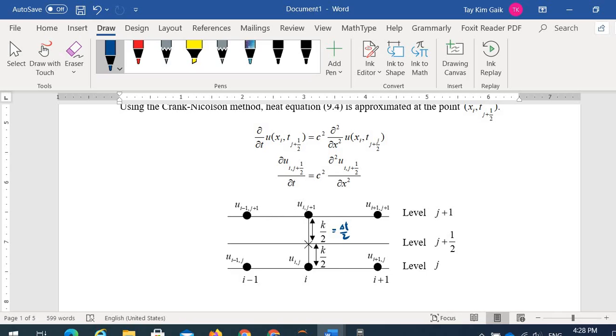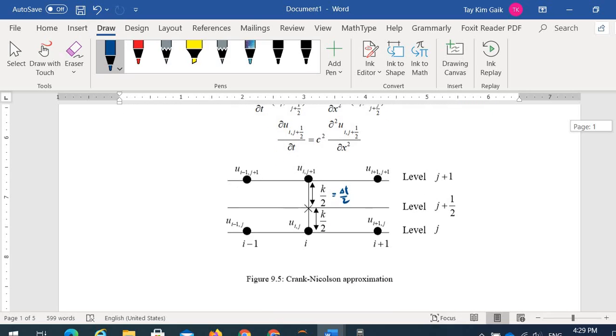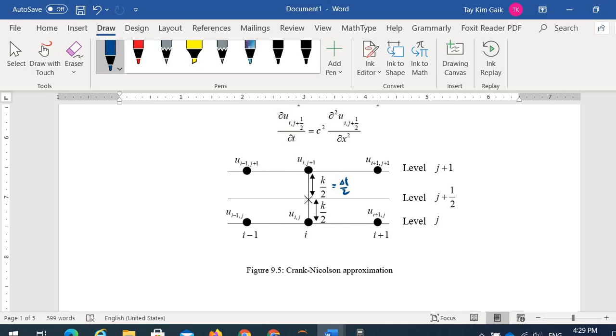Now we are going to use the first derivative, ∂U/∂t, and on the right-hand side ∂²U/∂x², which is the second derivative. The first derivative is approximated differently compared to the explicit method. Explicit uses a 2-point forward difference, whereas now we use a 3-point central difference, approximated at the point U(i, j+1/2). So we differentiate with respect to t using the 3-point central difference.